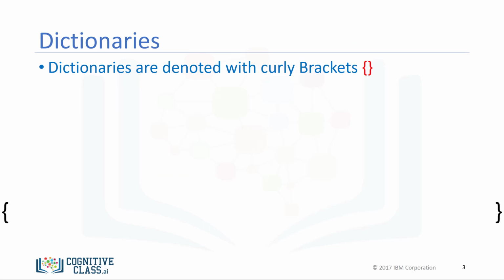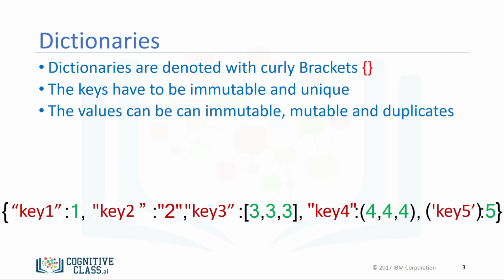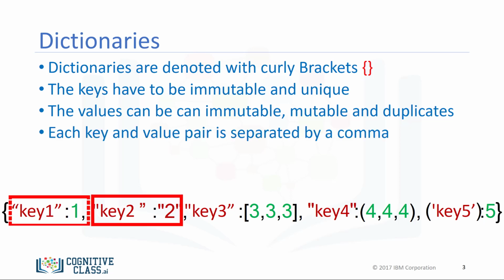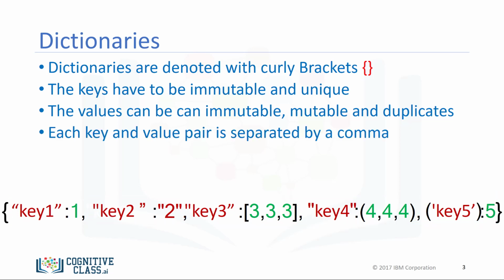To create a dictionary, we use curly brackets. The keys are the first elements. They must be immutable and unique. Each key is followed by a value separated by a colon. The values can be immutable, mutable, and duplicates. Each key and value pair is separated by a comma.